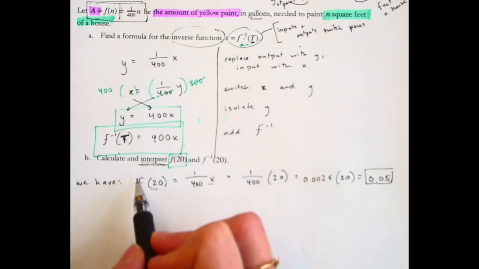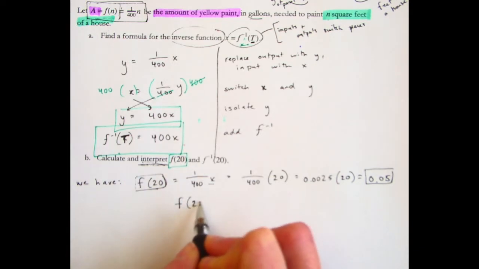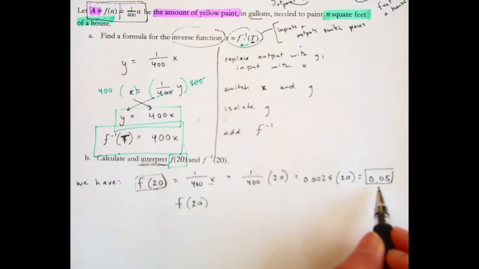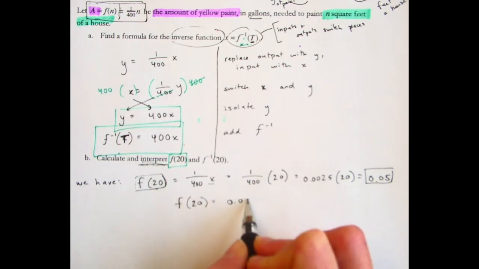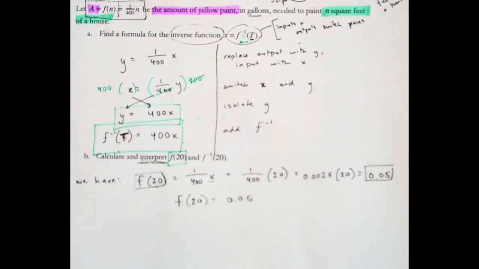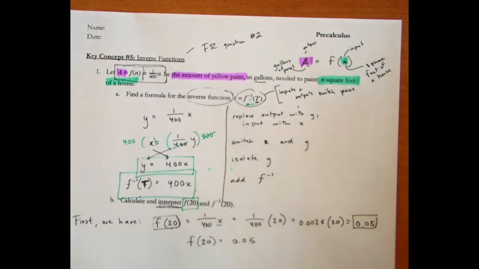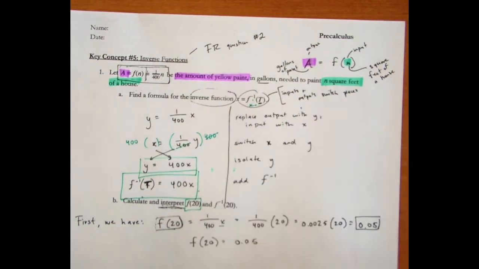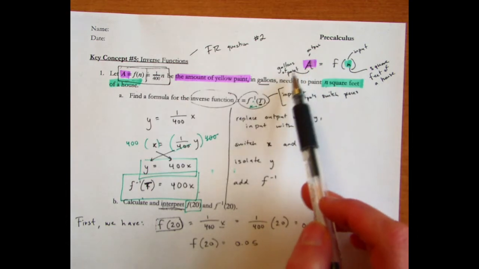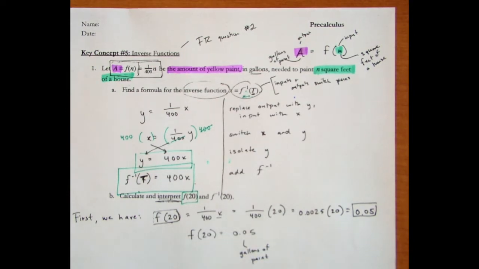So now what we normally did is we connected our input and output. So f of 20, I found out after all that math, it's equal to 0.05. I'm going to go ahead and label the units of this because it's going to help me write my sentence. So the units, I can go back up to what I found at the beginning of the problem. My output is going to be in gallons of paint. And my input is going to be square feet.